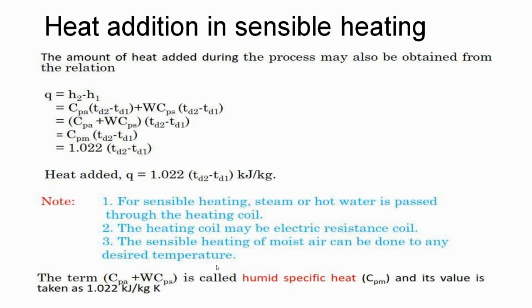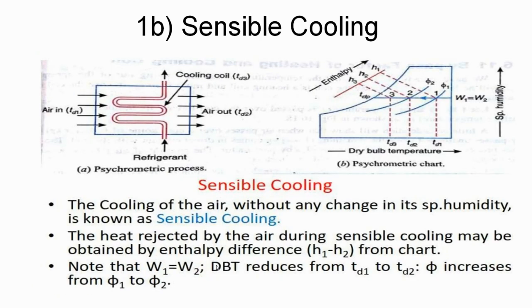Now in the solution we get the term Cpa plus W Cps, which is called humid specific heat. It is combinedly denoted by Cpm, and its value is taken as 1.022 kilojoule per kg Kelvin. Now moving towards our second point, which is sensible cooling.